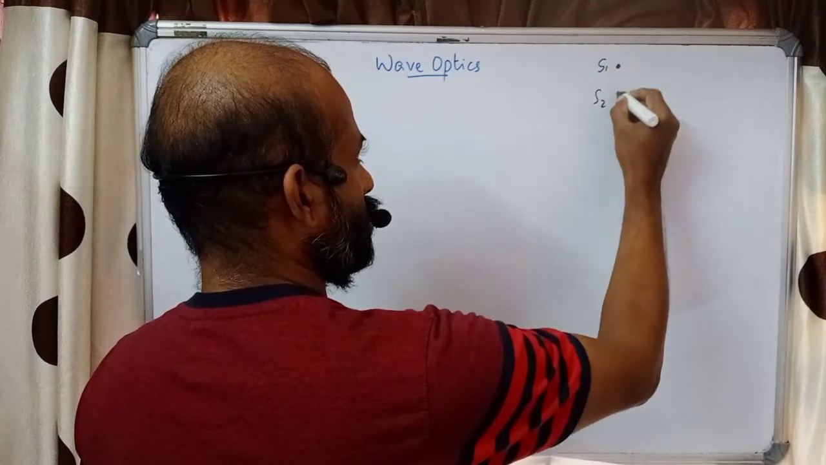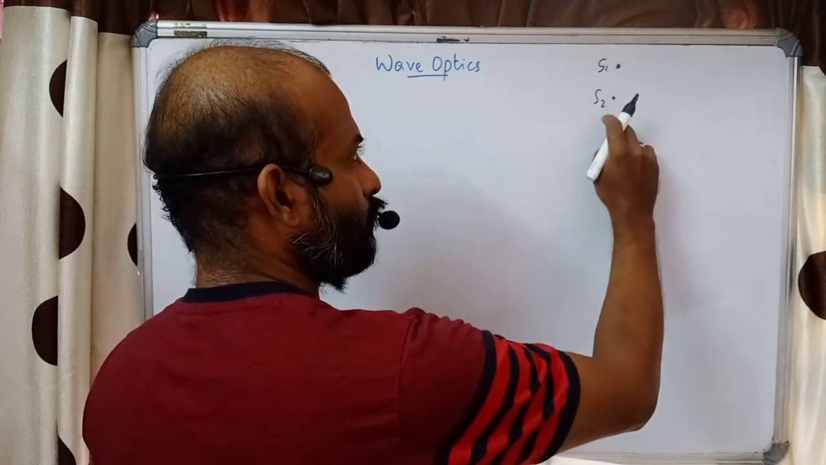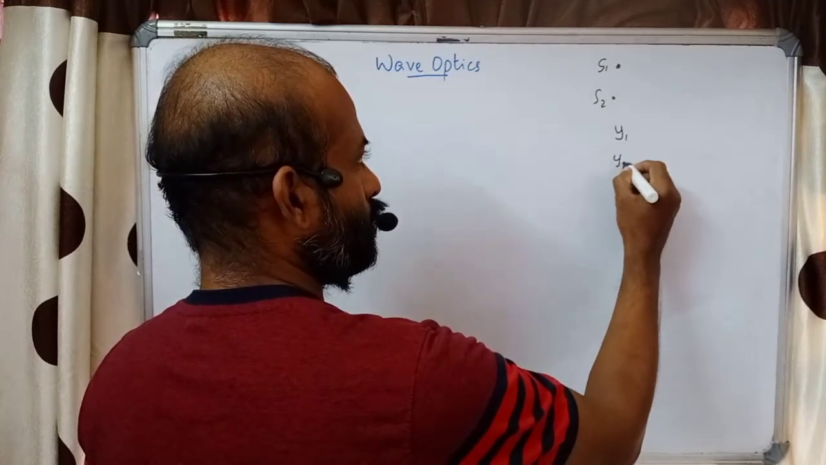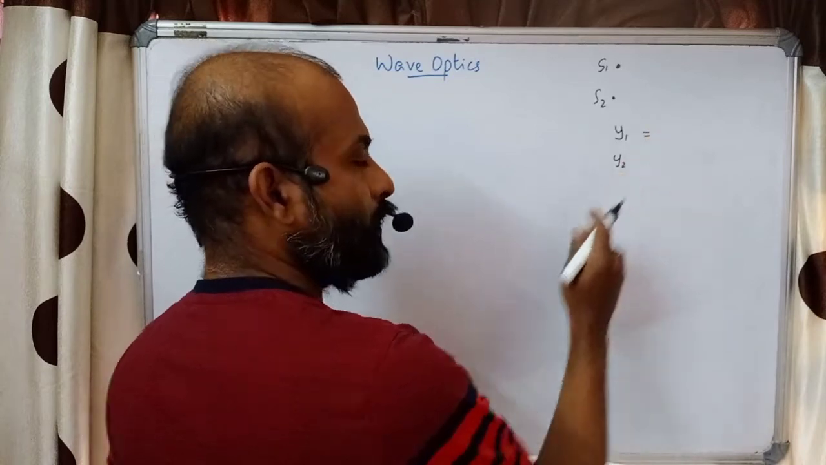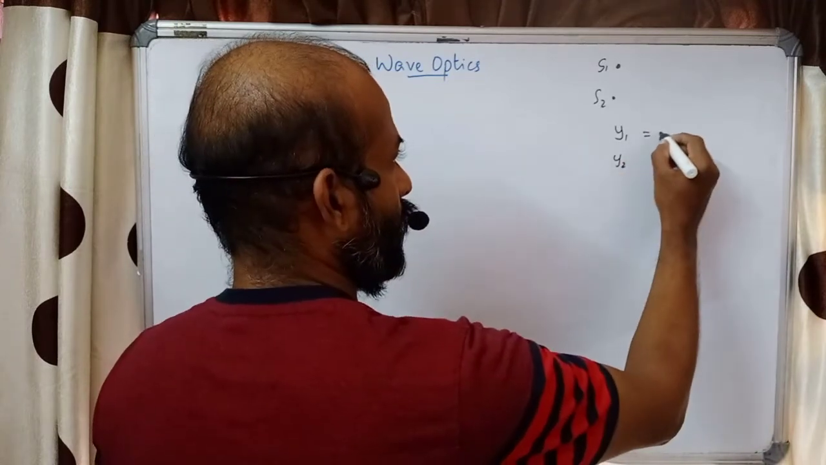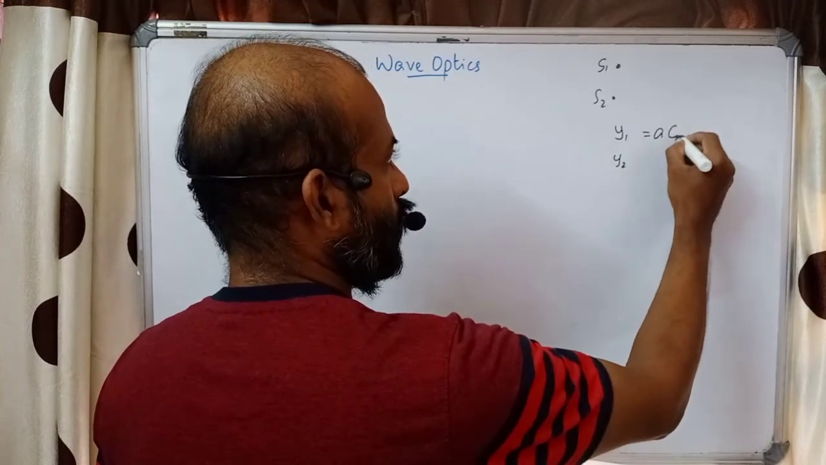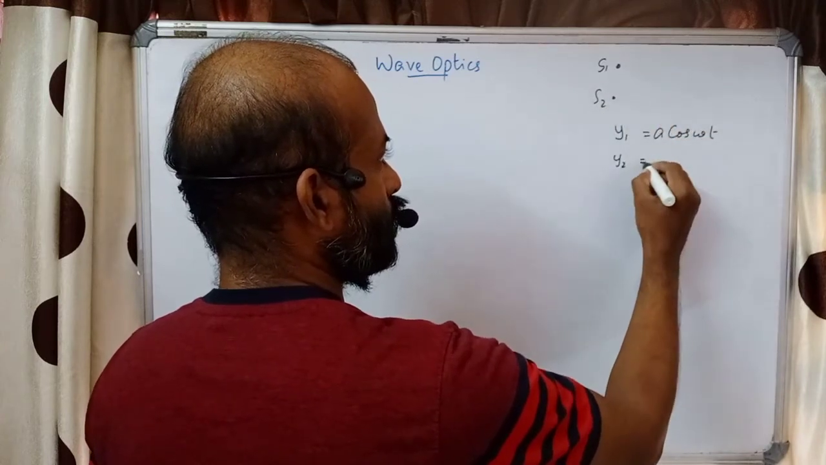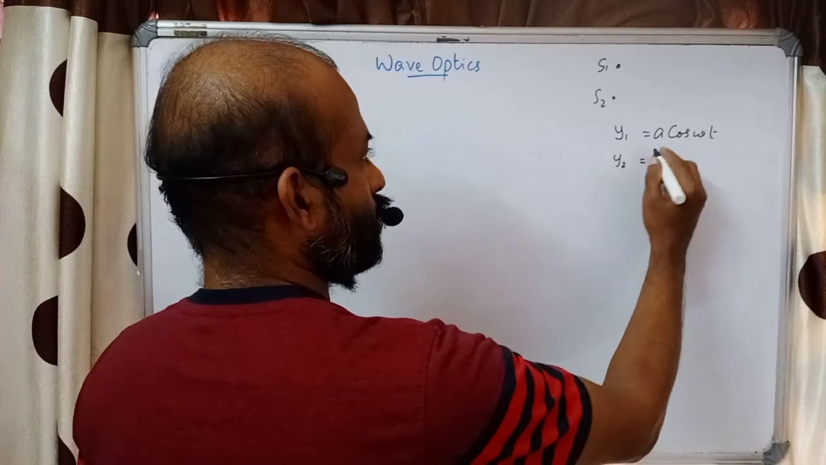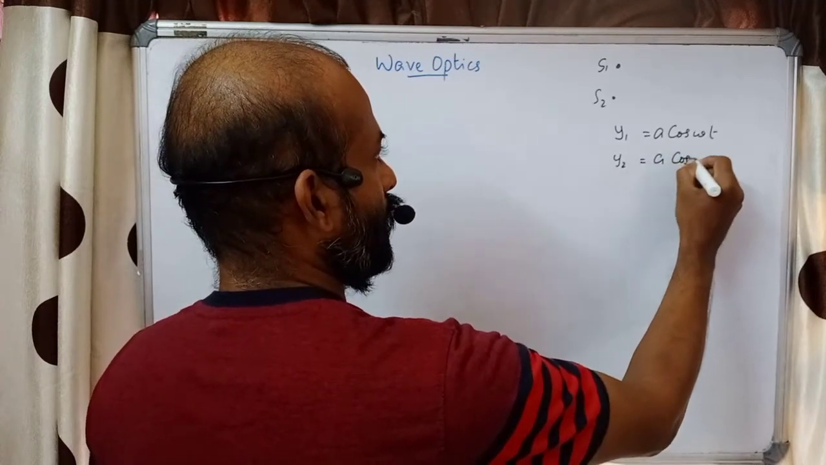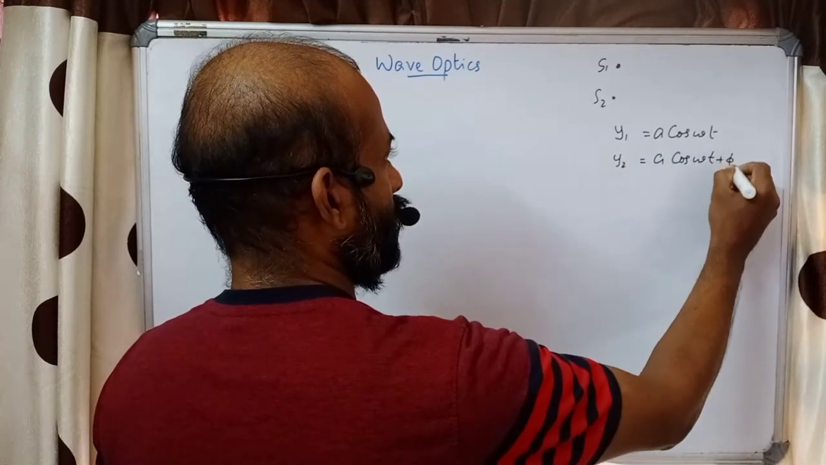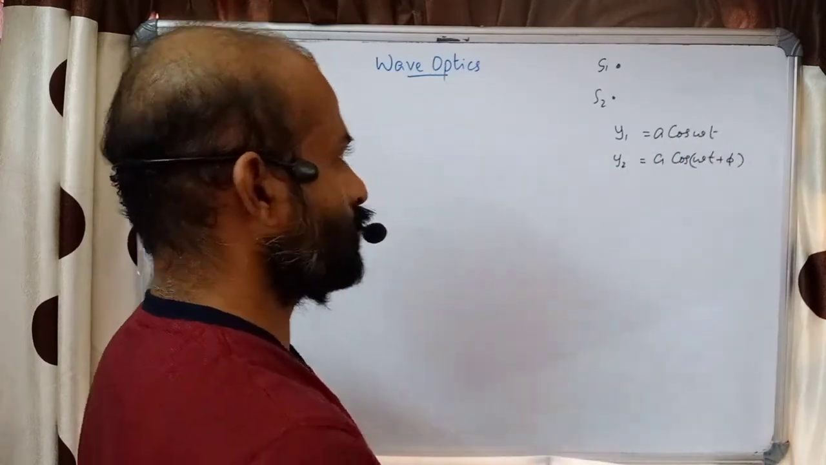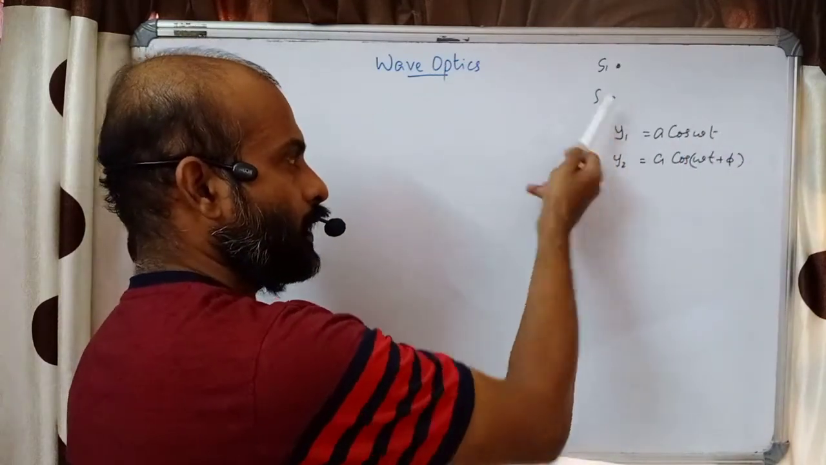Two sources. These two sources are producing waves having displacements y1 and y2. And let A be the maximum amplitude. So we can say y1 is equal to A cos omega t. And from the source S2, the displacement relation for the wave is A cos (omega t plus phi). What is phi? Phi is the phase difference between the waves from S1 and S2.